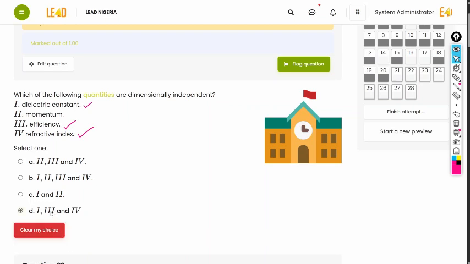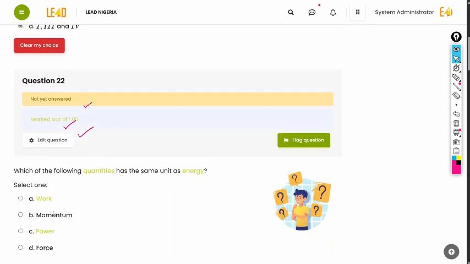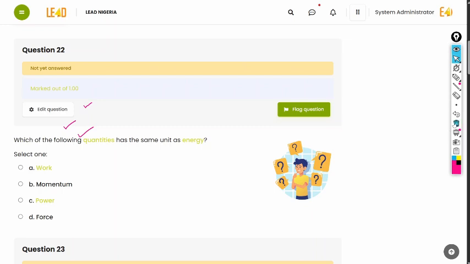I, and IV. That's option D. 22 says, which of the following quantities has the same unit as energy? Okay, that will be work. Work has exactly the same unit as energy.